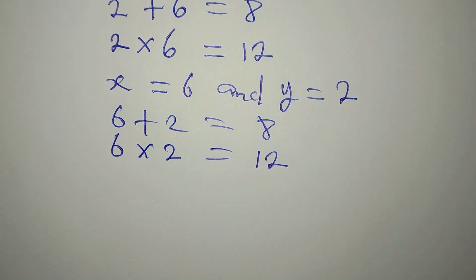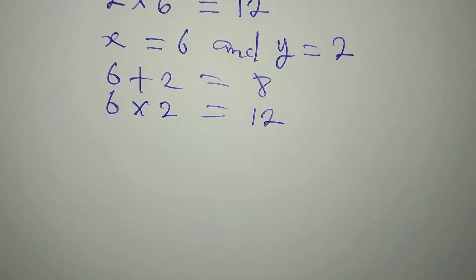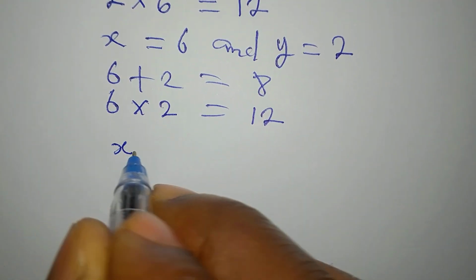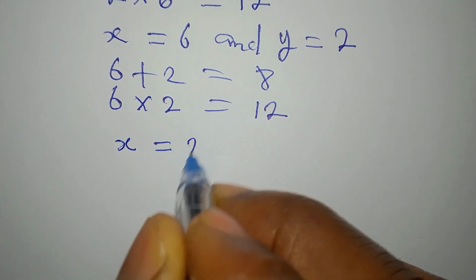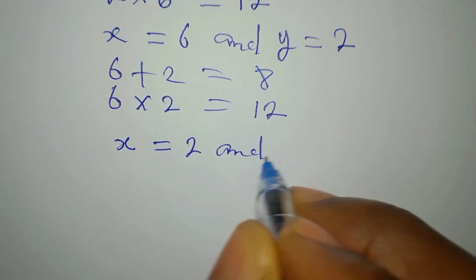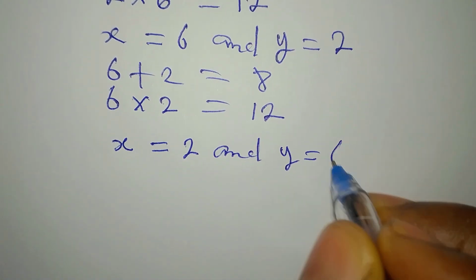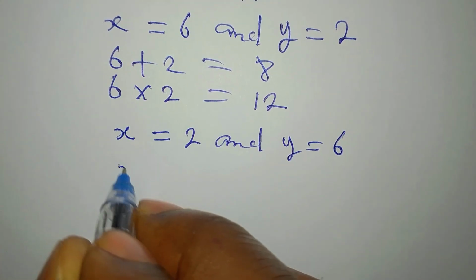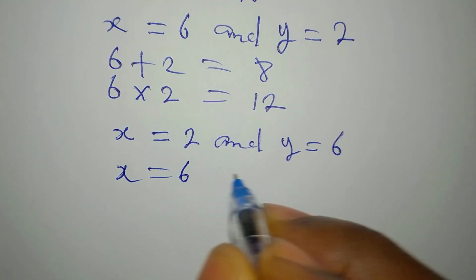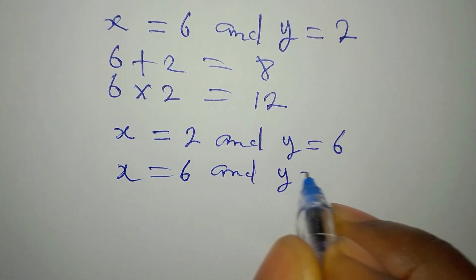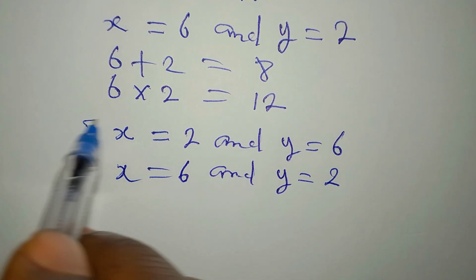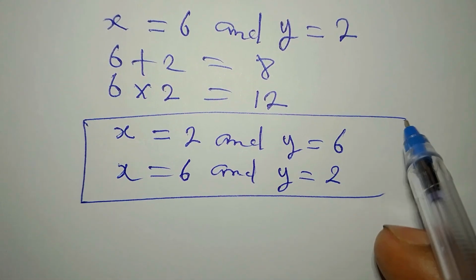Let's get the solution together. We have x to be equal to 2 and y to be equal to 6, and then we got x to be equal to 6 and y to be equal to 2 as the solution to the equations.